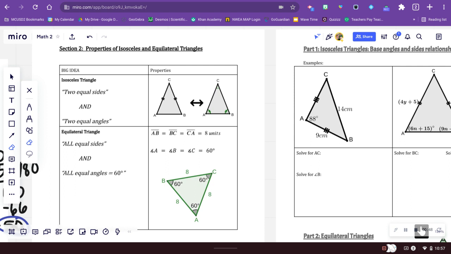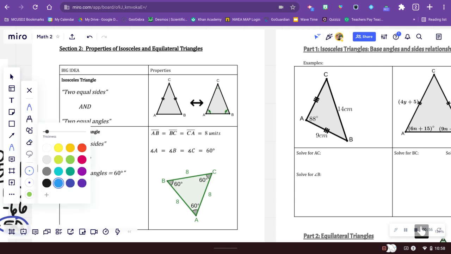So two special triangles that we're going to talk about. The first one is the isosceles triangle. And the isosceles triangle, as you can see here, is a triangle that has two equal sides. So I always remember it because isosceles starts with the letter I, and we have two eyes on our head. So isosceles, two equal sides.